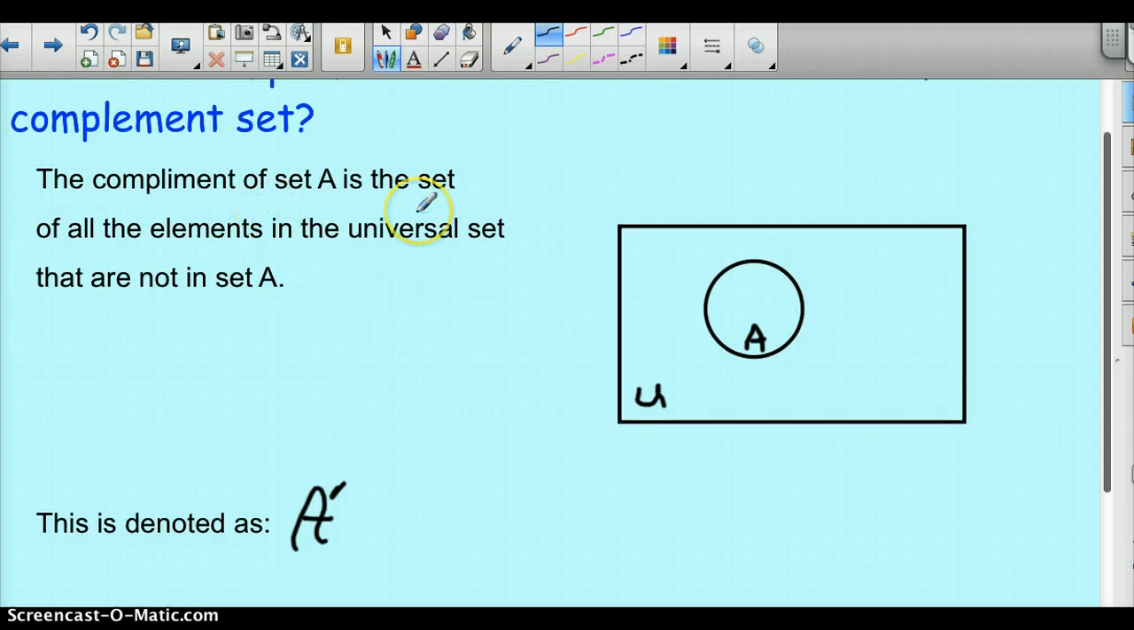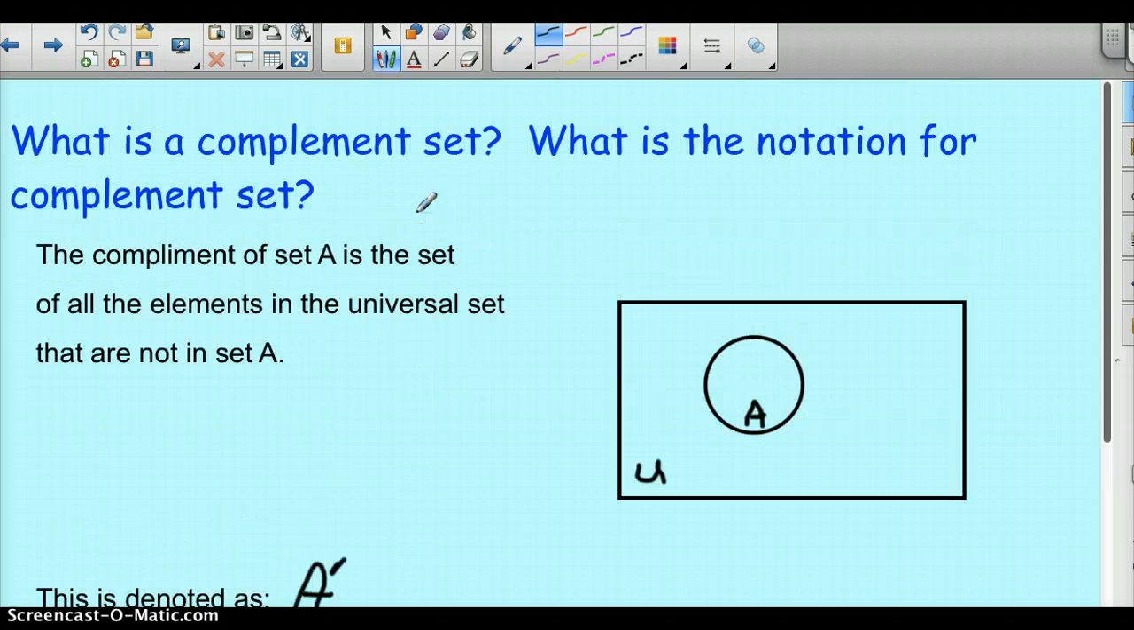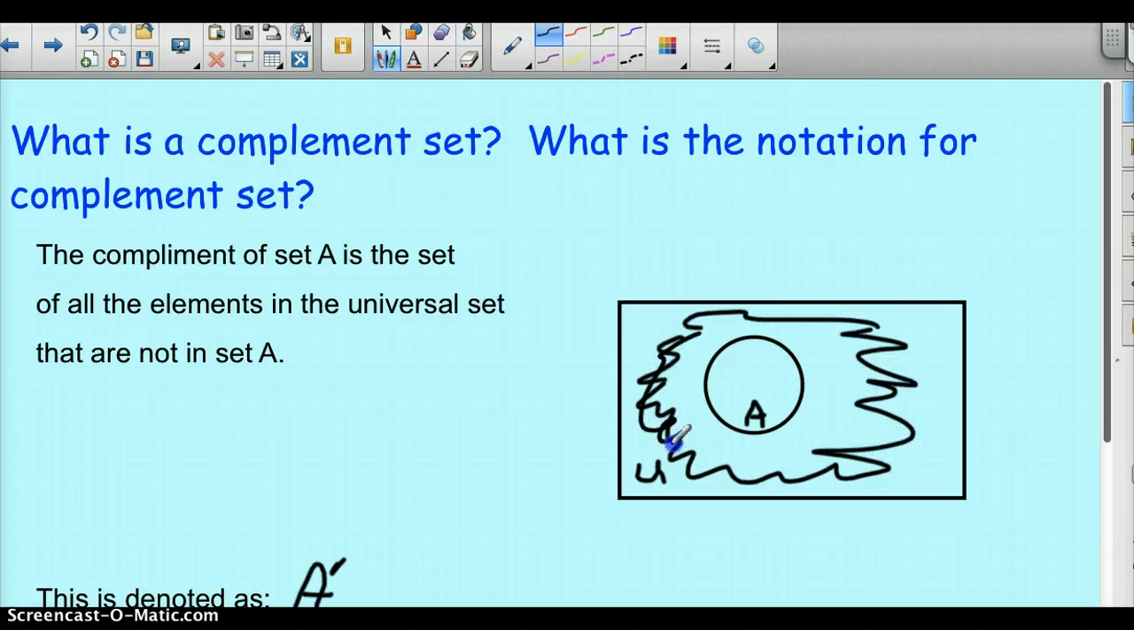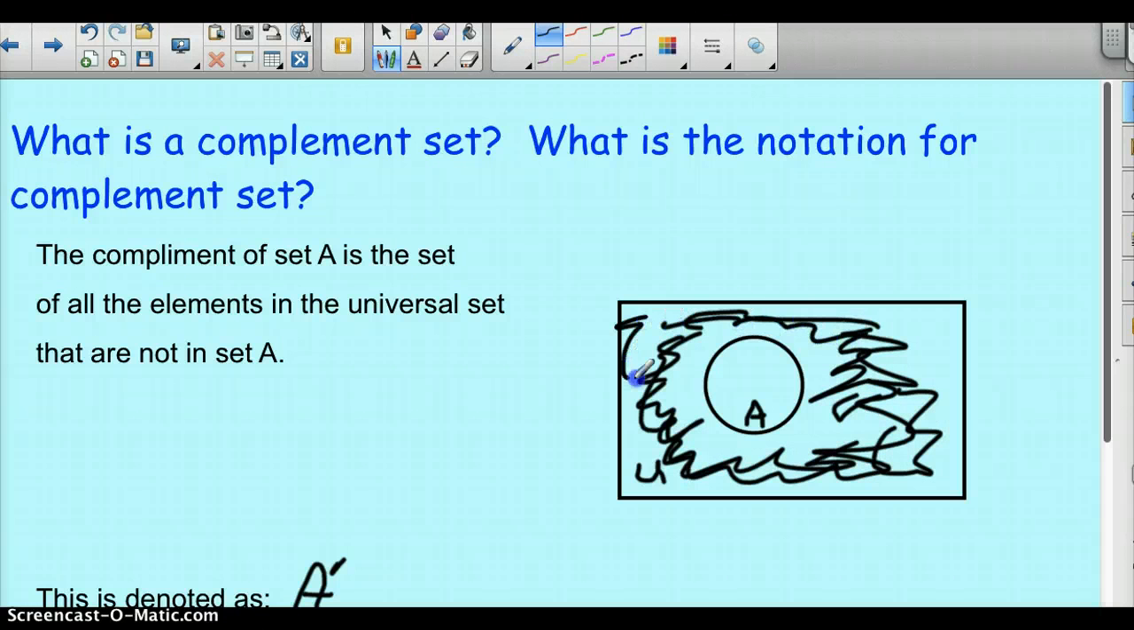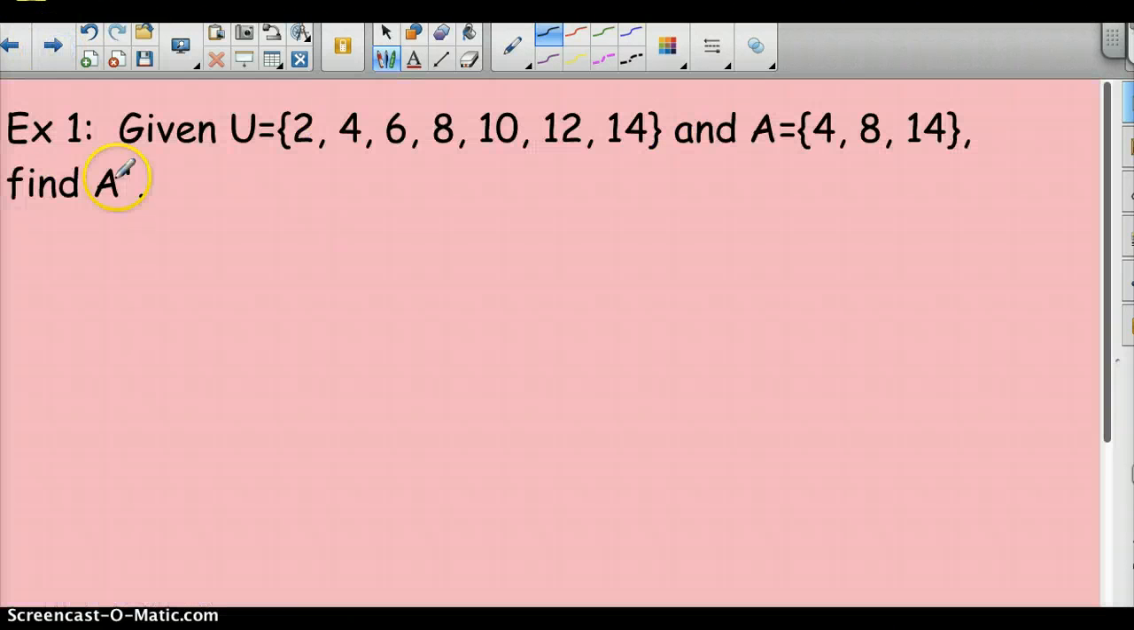Now I'm going to use a Venn diagram to make this a little clearer for you. The complement is the set of all the elements in the universal set. The box is the universal set, but they cannot be in A. So if I'm going to shade the complement of set A, it would be this outside region out here, outside of set A, because those are all of the elements that are still in the box, still in the universal set, but are not in set A. We'll use a couple of examples to help illustrate this.